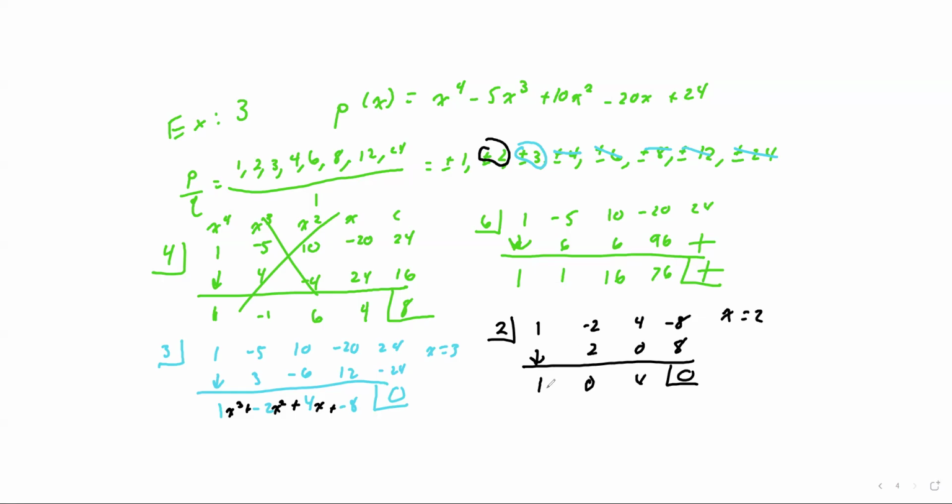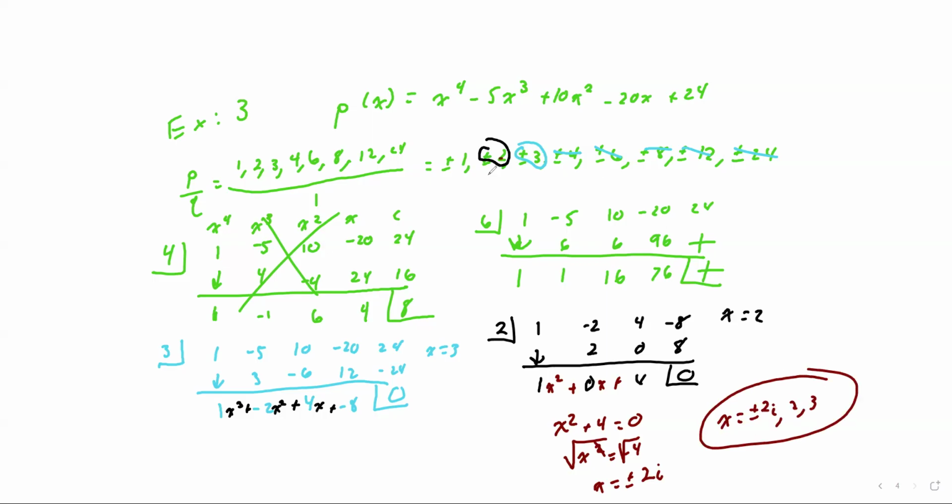And I'm now left with 1x squared plus 0x plus 4. So really, I'm left with x squared plus 4. This is something that I can easily solve. I can just set it equal to 0. So x squared equals -4. Take the square root, and I get x equals plus or minus, pull out the i, and the square root of 4 is 2. So my answers are plus or minus 2i, 2, and 3. So this is your first part of your answer, and then this is the second part. So it's probably why they didn't go into a lot of questions here, because just the first part can be so long.